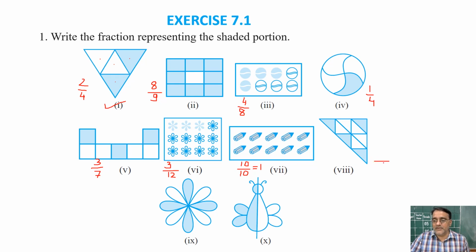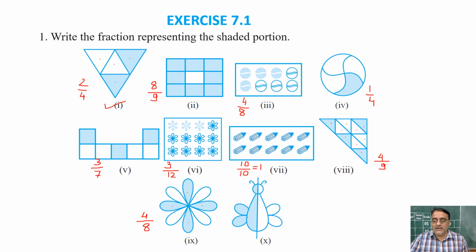Now next one. How many total equal parts? 1, 2, 3, 4, 5, 6, 7, 8, 9. 9 equal parts. How many parts are shaded? 4. 1, 2, 3, 4. Now let us move toward the ninth one. How many total parts? 8. And how many parts are shaded? 4. So 4 by 8.